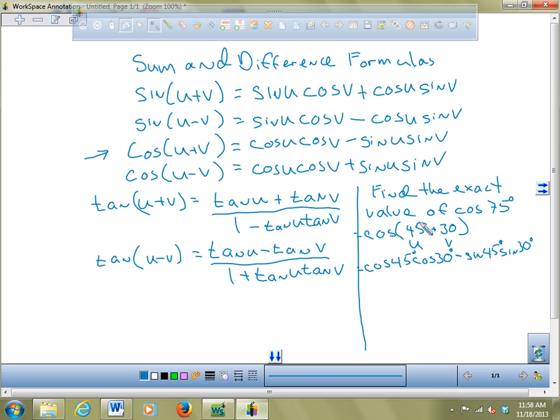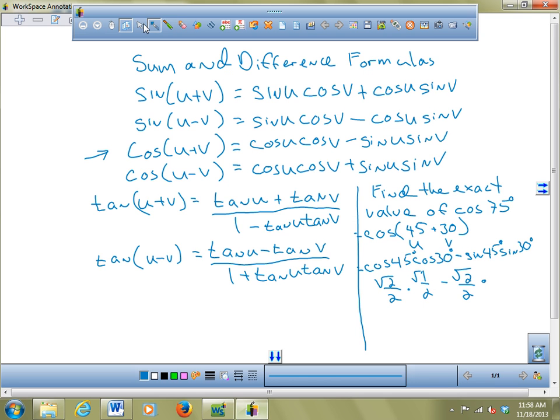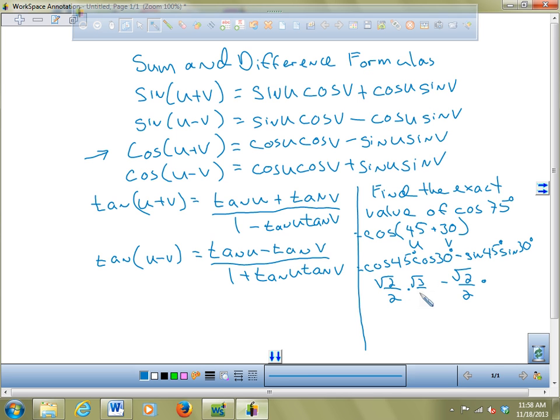So then cosine of 45, this is where you've got to know your unit circle. That's root of 2 over 2. That's also root of 2 over 2. And that's not 1/2, that's root of 3 over 2. Cosine of 30 is root of 3 over 2, and sine of 30 is 1/2. And then you just simplify.